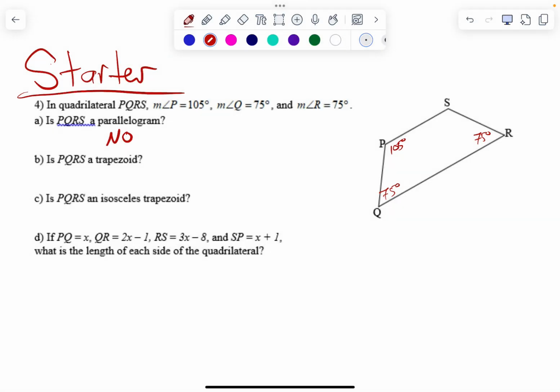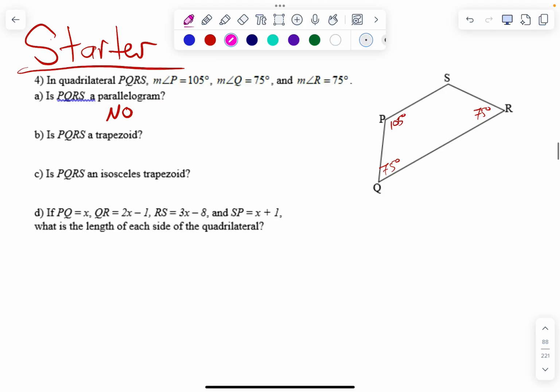But is this a trapezoid? Remember, the definition of trapezoid is that it has exactly one pair of opposite sides that are parallel. But this doesn't show anything parallel. But can we prove that something is parallel? How, Parker? Yeah. So for this one, these two angles are supplementary.